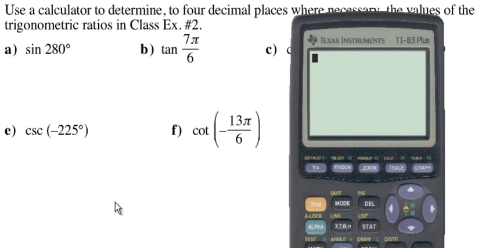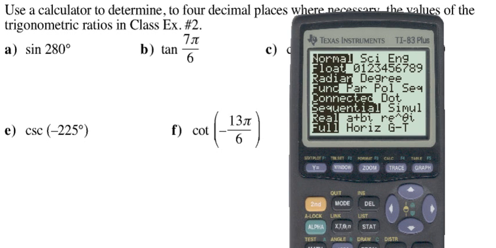Sine 280 degrees. First thing, most calculators default to radians. I shouldn't say most, but this calculator and other ones made by this company default to radians when you first put in batteries and turn them on. And if that isn't what you want, you have to hit the mode key. And you can see here all the things in black are the ones that are selected. This calculator is in radian mode.